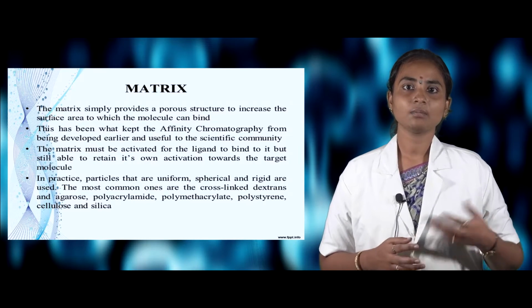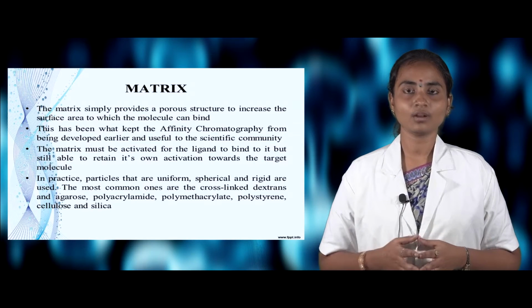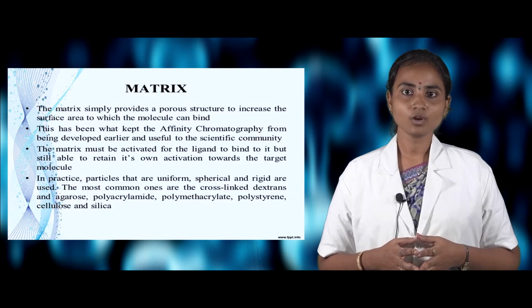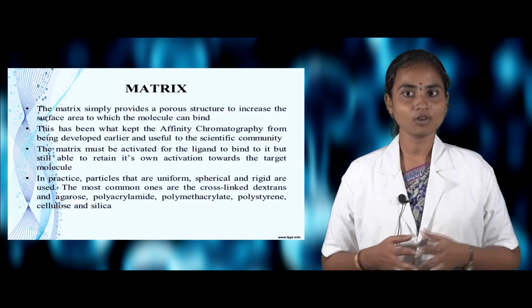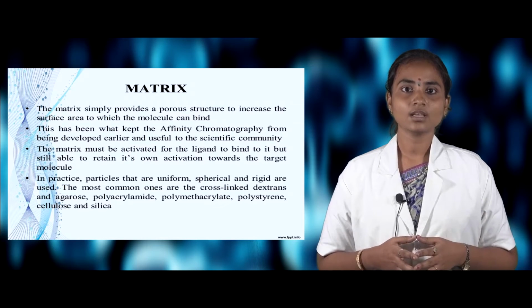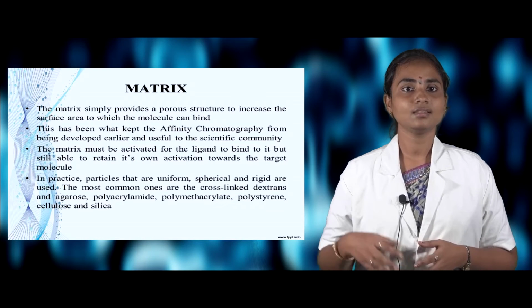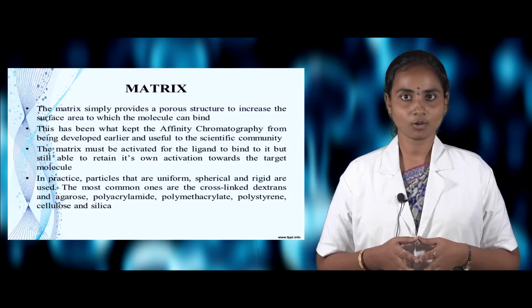In practice, the particles used in affinity chromatography for matrix formation are usually spherical and rigid. The most common ones are highly cross-linked dextrans, agarose, polyacrylamide, polymethacrylate, or polystyrene, and cellulose and silica materials can also be used.